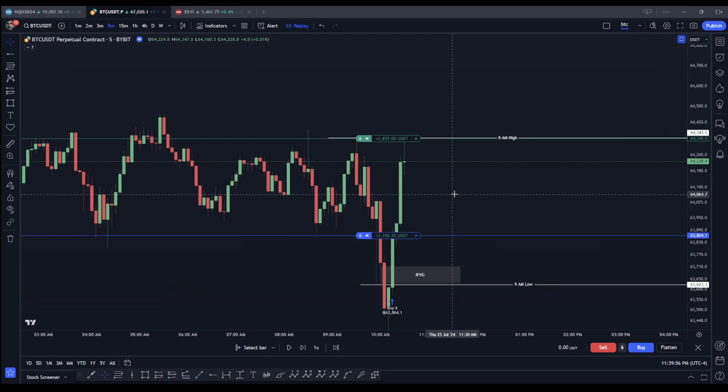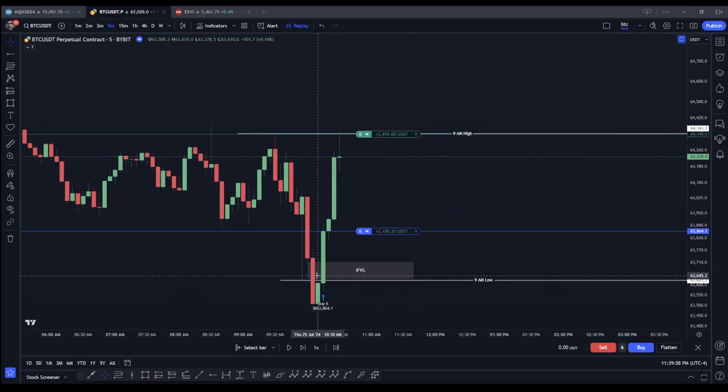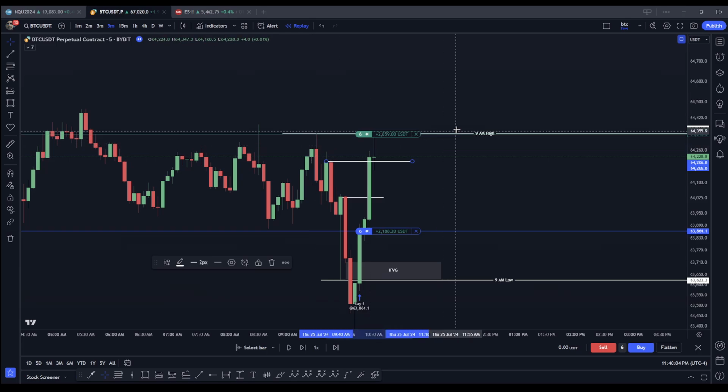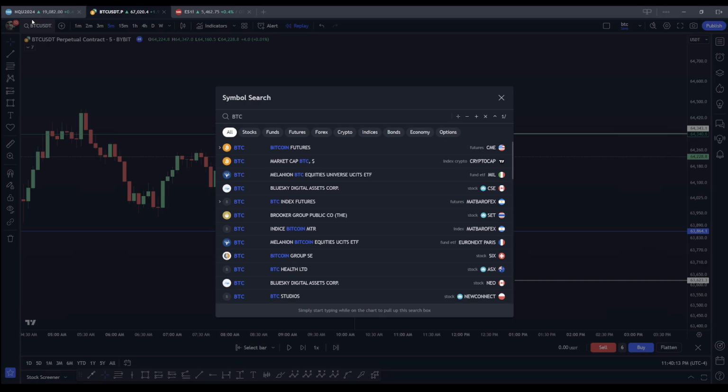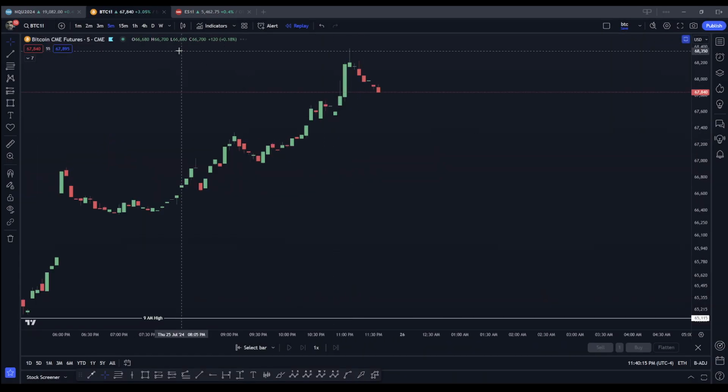And it's very similar. There's an IFVG here, and you just target. How I would target it is this internal high and this internal high, but the most likely draw will be the 9 a.m. hourly high candle. Let's look at it on futures. It might be easier to visualize how much money you can make.